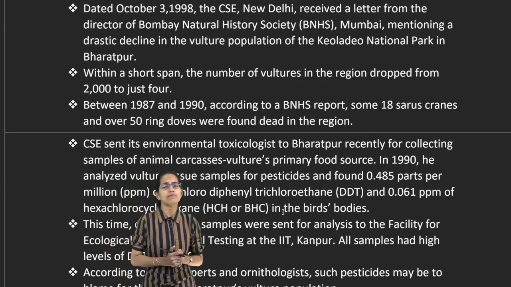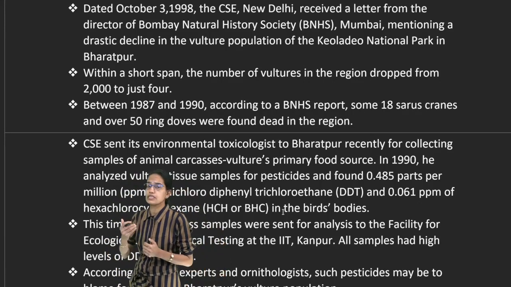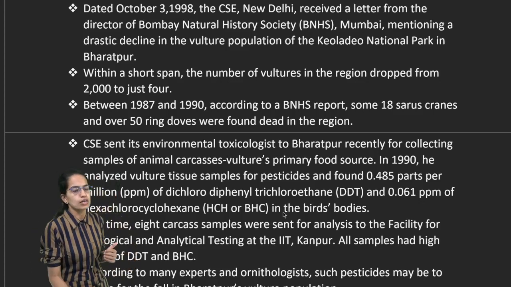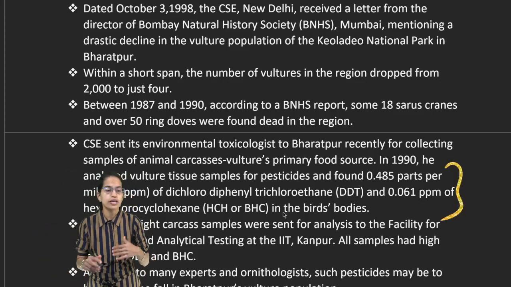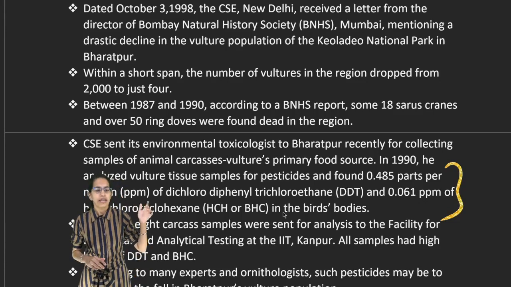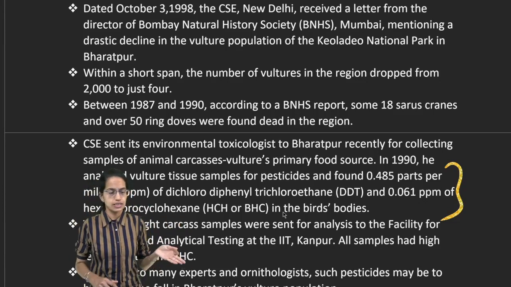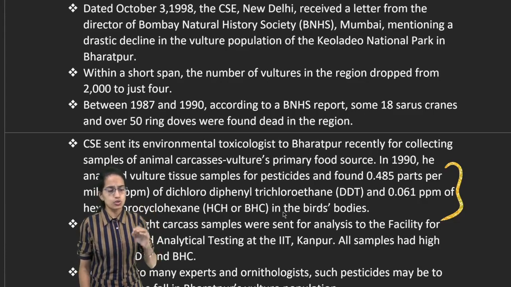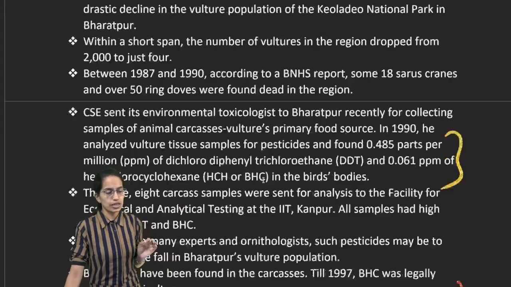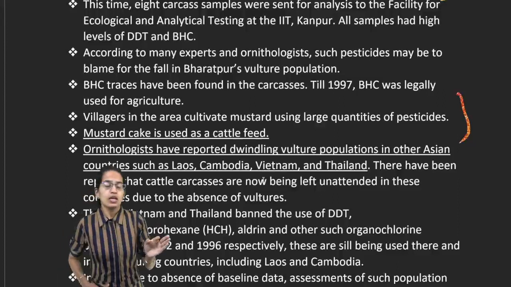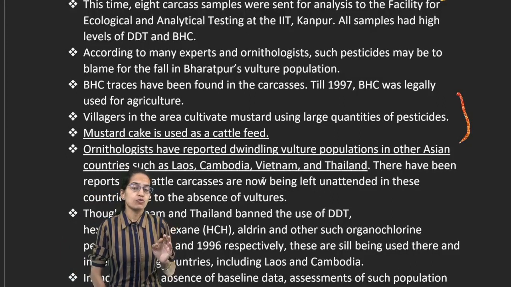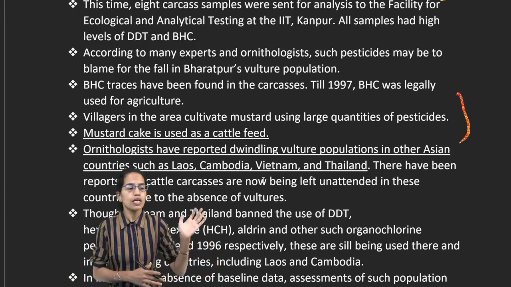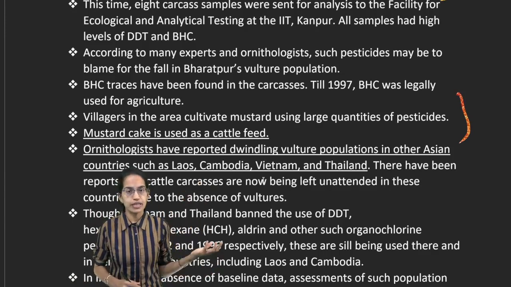We have seen that the amount of toxins in the body of vultures has increased, and as a result, the population of vultures has declined. Now, the important components found in the body are DDT, HCH, and BHC. All of these have implications for human beings. Now, when the vulture population decreases, what would happen? The carcasses of the cattle won't be consumed, and this would again create environmental issues.